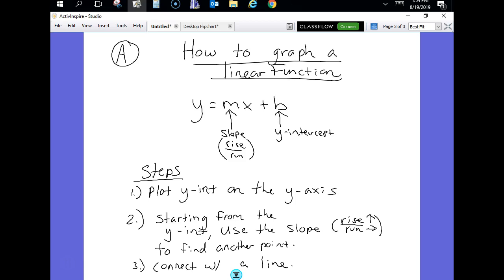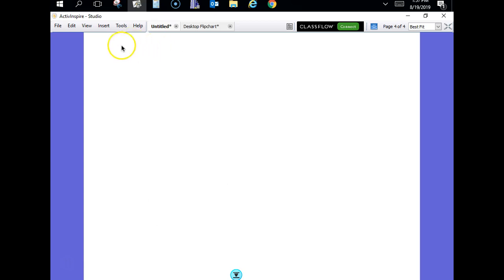So those are the steps we're going to use. I'll show you those steps as we do an example. All right, steps in front of you there. So let's go ahead and do an example. We're going to start off with the basic one first.